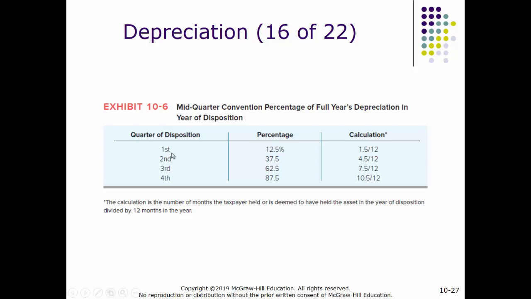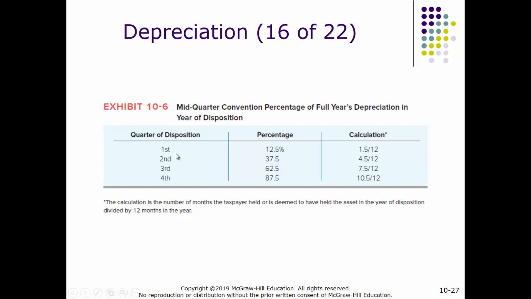So any asset subject to mid-quarter convention disposed of in the second quarter is deemed by Congress to have been owned for 4.5 months of the 12-month annual period. When you divide 4.5 by 12, you get 37.5%. So rather than being able to take a full year's depreciation, you can only take 37.5% of that full year's depreciation. And so, again, it doesn't matter. Let me use one more example.